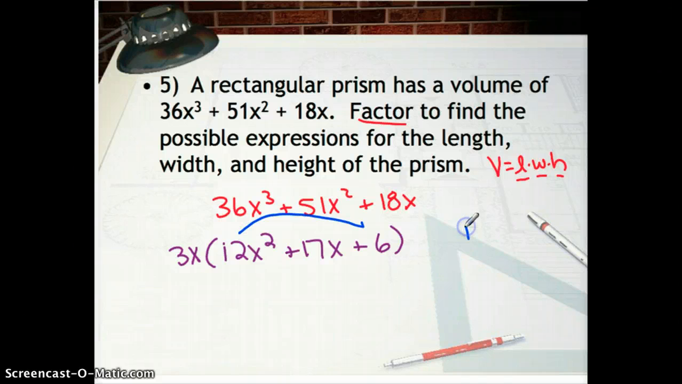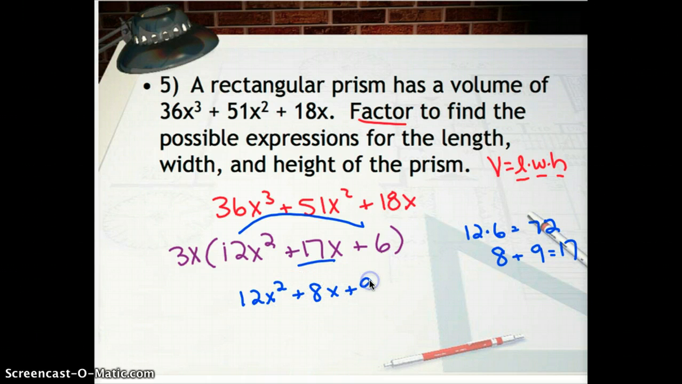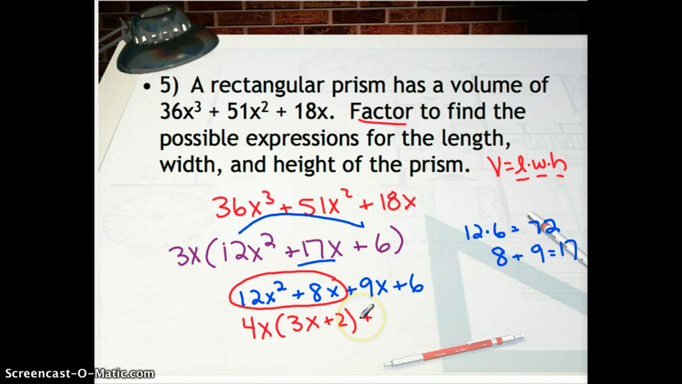So the first thing I'm going to do is 12 times 6 equals 72. And what I want to do is find two factors that multiply to 72 and add up to 17. So I know that 8 and 9 do. 8 times 9 is 72, and 8 plus 9 is 17. So I'm going to rewrite this as 12x squared plus 8x plus 9x plus 6. And then I'm going to try to find some GCFs and pull them out. Looking at these terms, I've got 4x as my GCF, and that's times 3x plus 2. And then here, it looks like 3 is my GCF, and that's also times 3x plus 2, which is a good sign. So those match.